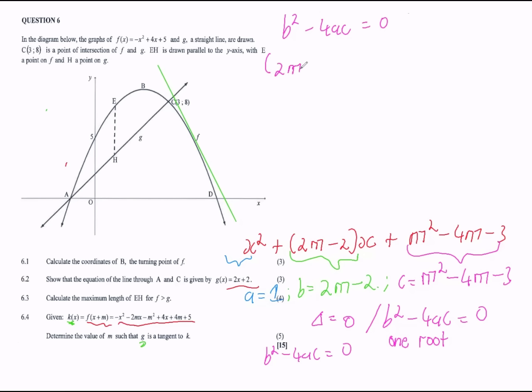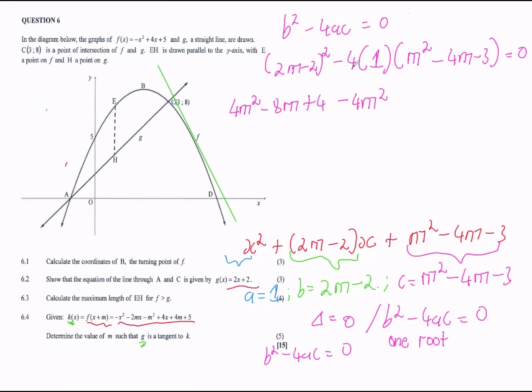Then this is 2m minus 2 squared minus 4. Your a value is 1. Your c value, remember, is m squared minus 4m and then minus 3. Now, remember to equate that to 0. Right, so we must do the math for all of this. That will give us 4m squared minus 8m and then plus 4. And then here we're going to have what? Negative 4m squared. And then negative 4 times negative 4, that's 16m. Then negative 4 times negative 3, that's 12, equals 0.